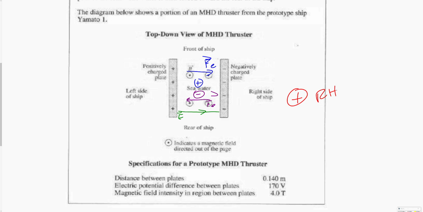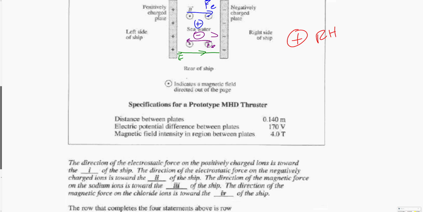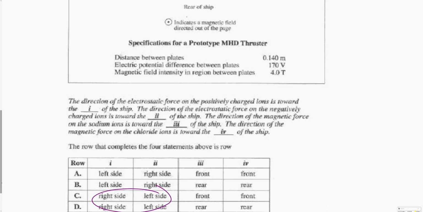And then it experiences a magnetic force. Thumb to the right, fingers out of the page, palm points down or toward the rear of the ship. A negative particle, we would say left hand, thumb to the left, fingers out of the page, palm points down toward the rear of the ship. So both of them would experience forces towards the rear of the ship.